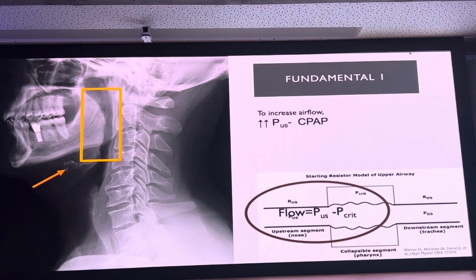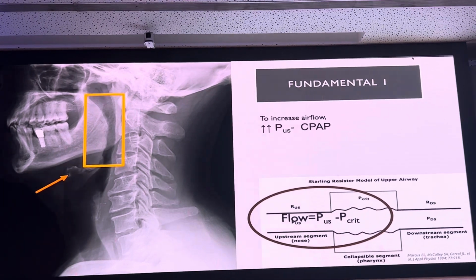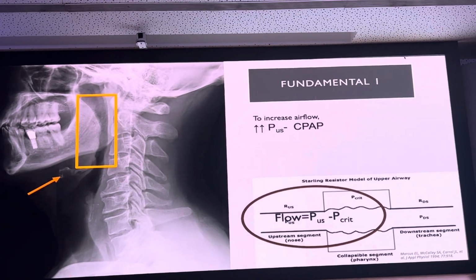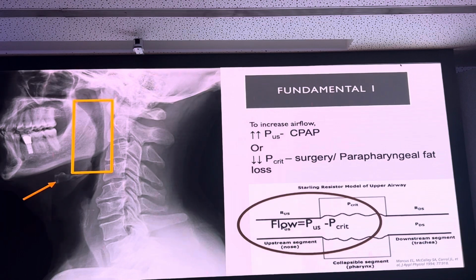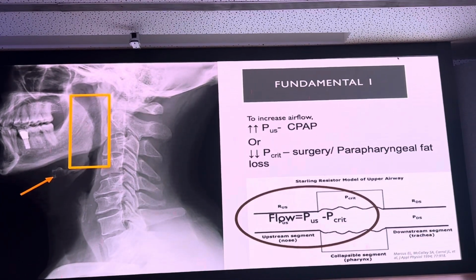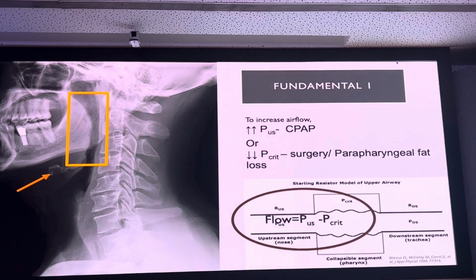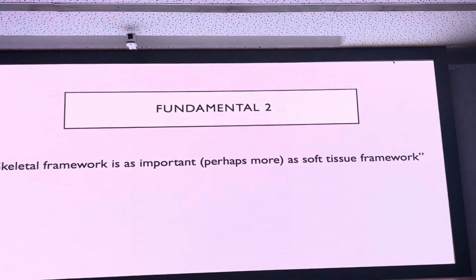And to increase this airflow, we can either increase the upper segment pressure, which is by a CPAP therapy, or we can decrease the P crit by using a surgical method or by causing a parapharyngeal fat loss, which is what we prescribe to many patients in form of weight reduction therapies.